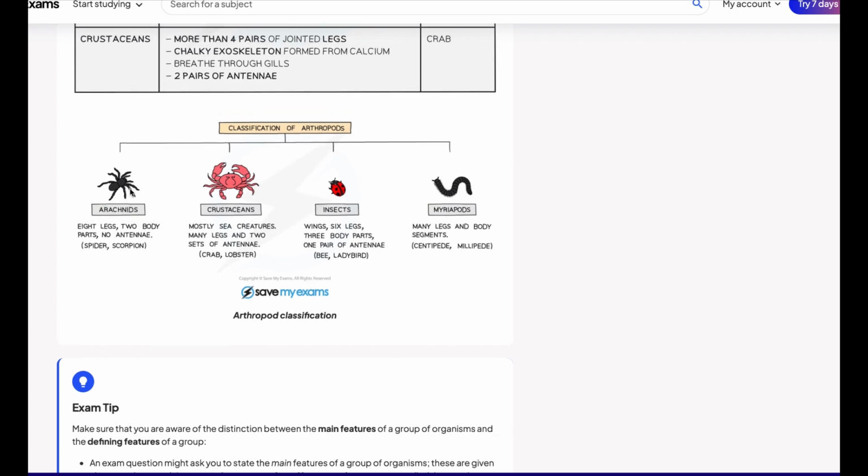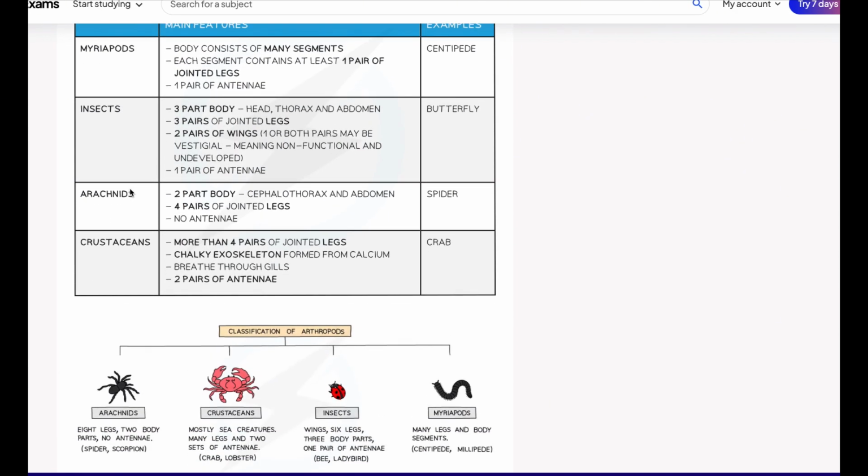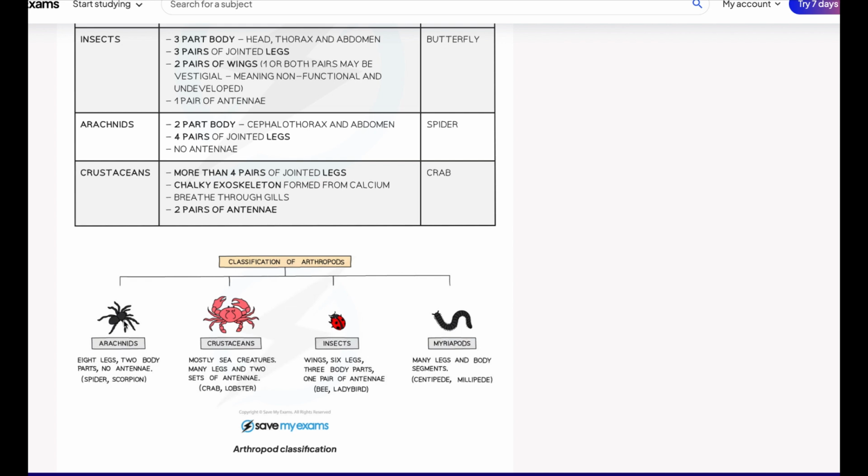Look at the arachnids. Remember, we said the arachnids are like the spider, and every other insect that you know that looks like an insect. The spider, and so on and so forth. They have eight legs and two body parts. This is body 1, this is body 2.